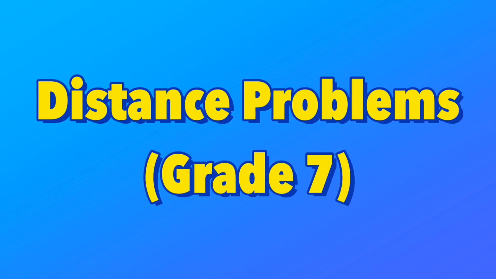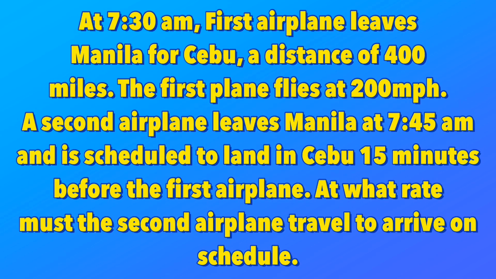Distance problems, part 3, grade 7. Number 5 problem. At 7:30 a.m., the first airplane leaves Manila for Cebu, a distance of 400 miles. The first plane flies at 200 miles per hour. A second airplane leaves Manila at 7:45 a.m. and is scheduled to land in Cebu 15 minutes before the first airplane. At what rate must the second airplane travel to arrive on schedule? So the problem is asking for the rate of the second airplane.